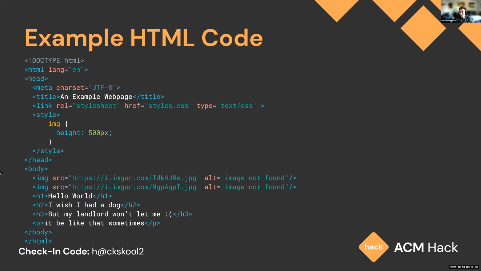And then below we have the body. The body contains basically what you see on the web page. So in this case, you'll have 2 images. Hey, Stanley. So in this case, we'll have 2 random images from Imgur.